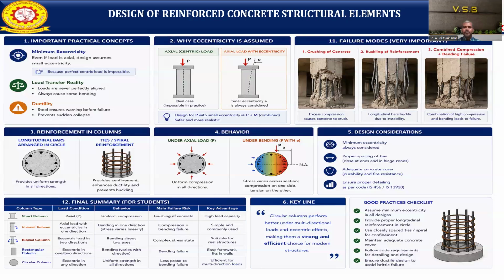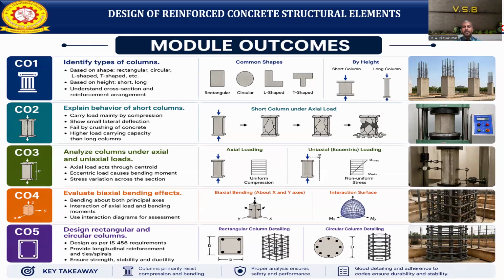So what we conclude for the column is that circular columns perform better under multi-storey loads and eccentricity effects, making them a strong and efficient choice for modern structures. Dear learners, so far we have discussed various types of columns, their behavior, and reinforcement detailing. Now you can identify the different types of columns based on shape, whether rectangular, circular, L shape, or T shape.